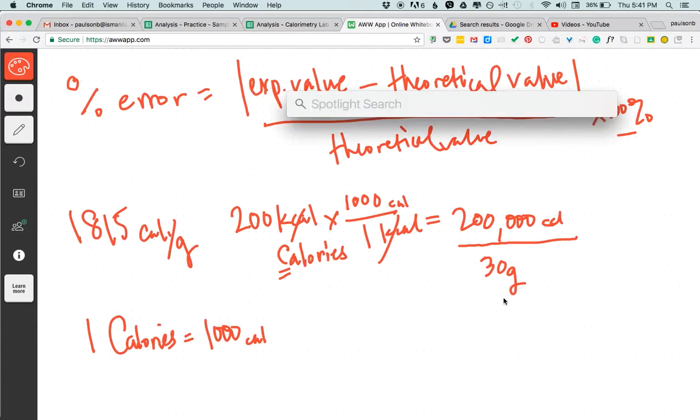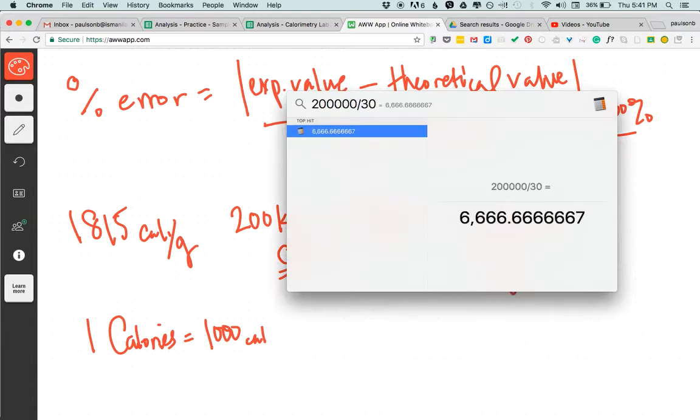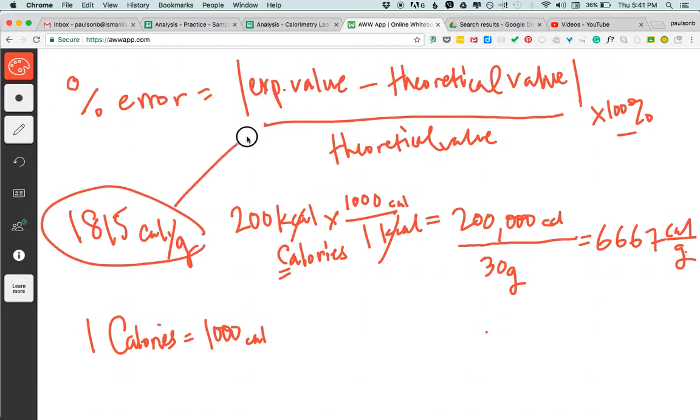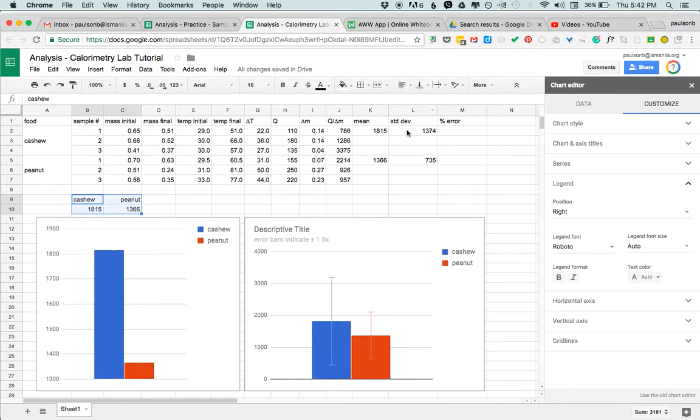So if I do 200,000 divided by 30 grams, I get 6,666 calories per gram, right? So this one is my experimental value. That's what I actually got. And then my theoretical value is what I've looked up. I had to calculate it a little bit. But those are the values I want to compare, 1,815 and 6,667. So we can go ahead and do that here.